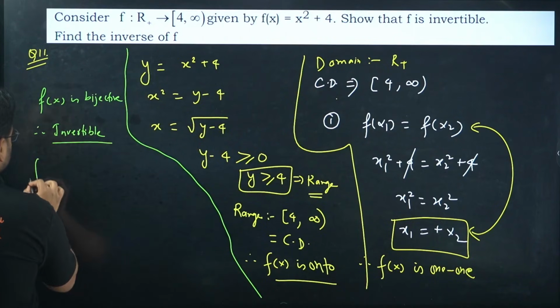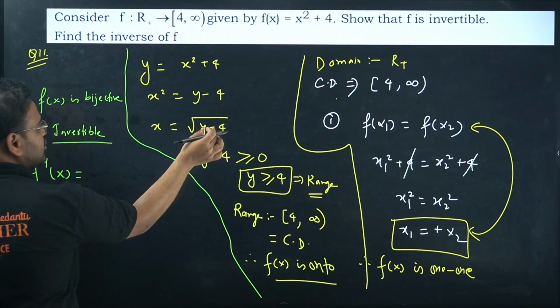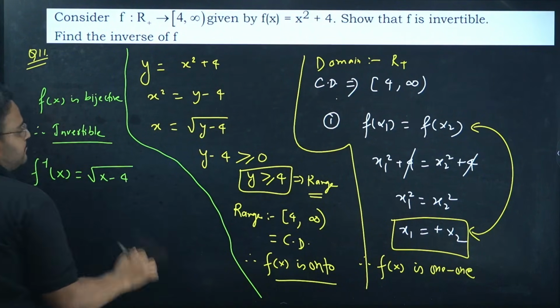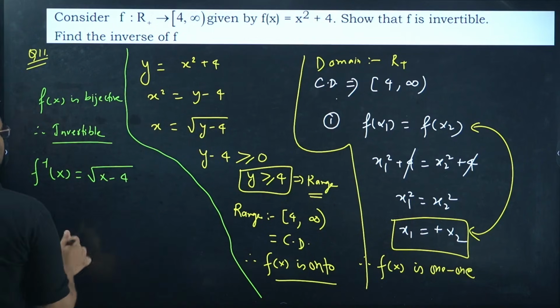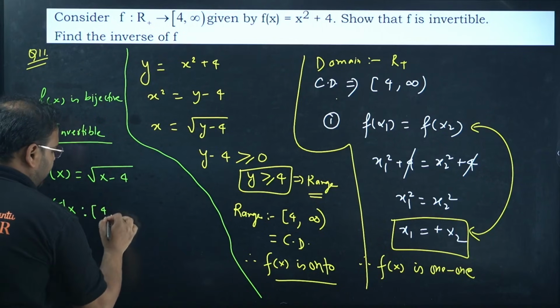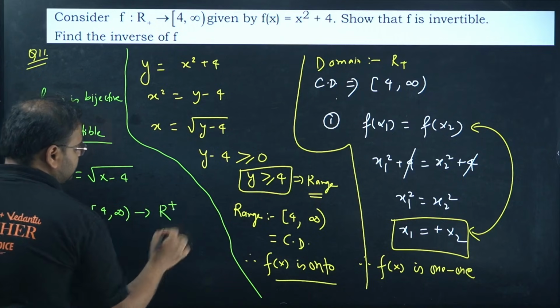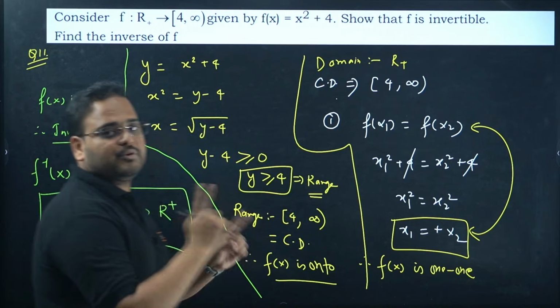For the inverse, f inverse of x, you will do nothing, just use the same function and replace x by y. You'll get x minus 4. X by y. Okay, means y and x will be replaced. This is your answer. But the domain and range will change. Here the function will be defined like this. f inverse of x will be defined from here. What is this going to be? 4 to infinity to R plus. Means your codomain and range will swap each other.